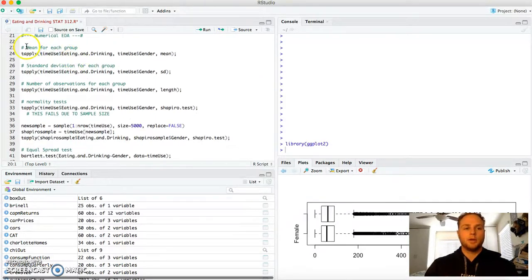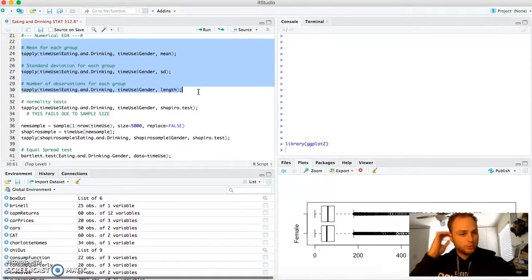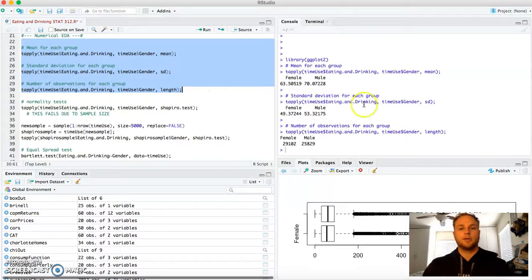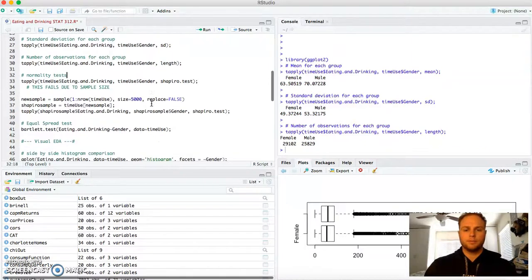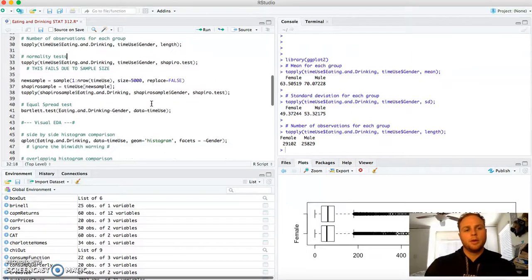Numerical data, you can run these three commands to get the mean, the standard deviation, and the length or number of observations per each group. It's a tapply function. We'll see the mean is lesser for females as well as standard deviation. Those will become a little bit more important later on.